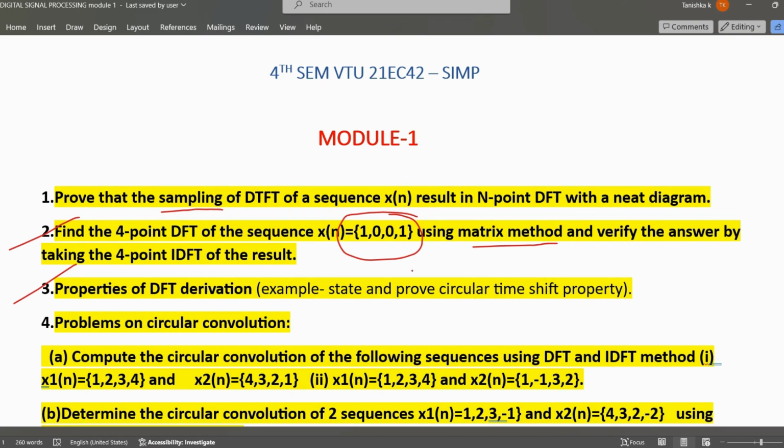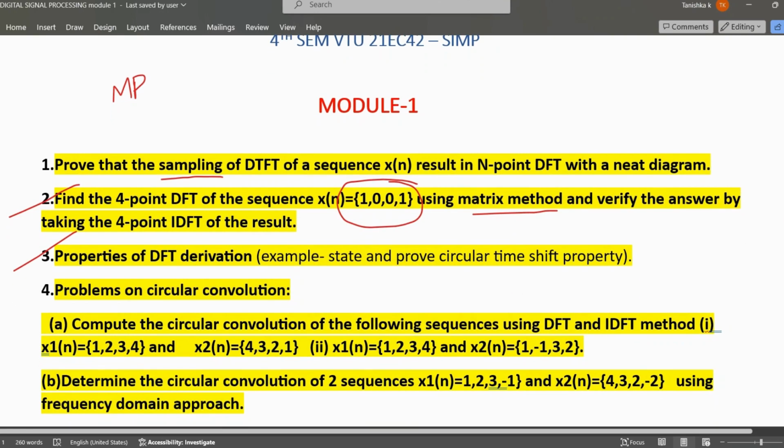Okay. So all the questions in this PDF are from the model paper. So you have to study everything. Okay. Next, the fourth question is problems on circular convolution.